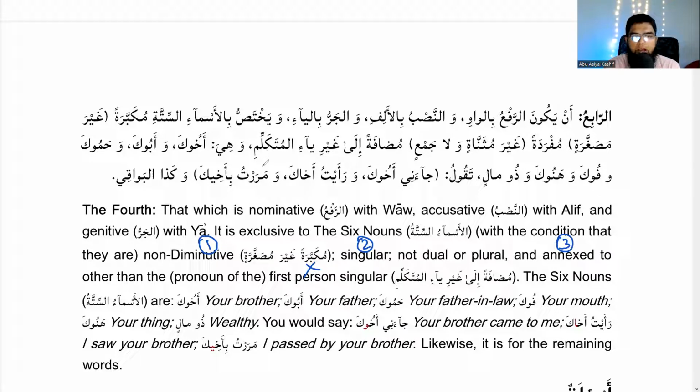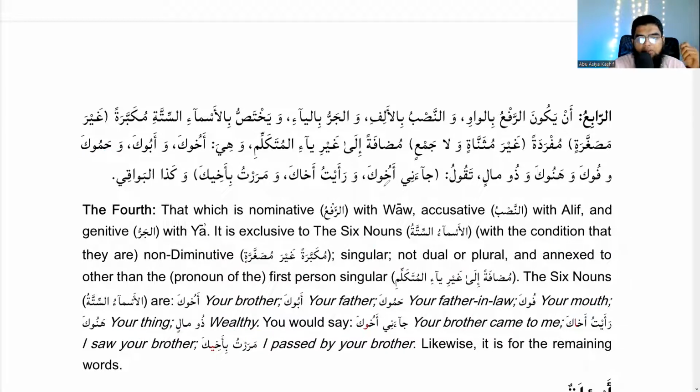My father, my brother. And what are those six words? The six nouns are akhuka, your brother. So it should be mudaf. If you use it without mudaf, it will be normal: akhun, akhan, akhin, dhamma, fatha, kasra. But here with the waw: akhuka, and abuka, your father. Hamuka, your father-in-law. Fuka, your mouth. Hanuka, your thing, which is actually a bad word. And dhu malin, wealthy, having money.